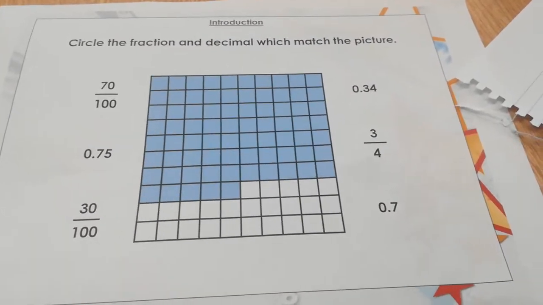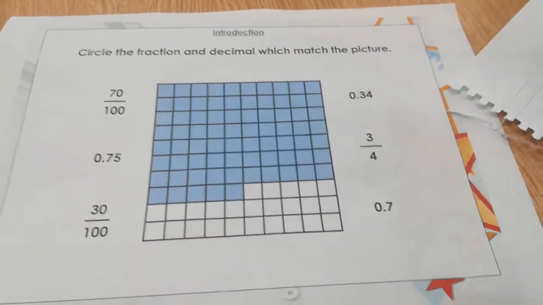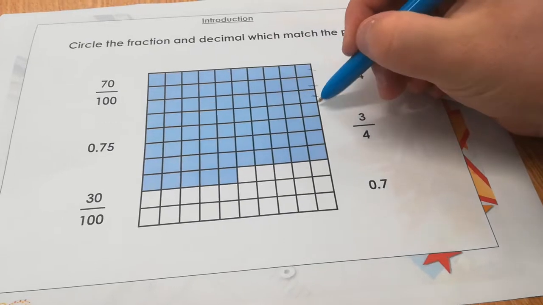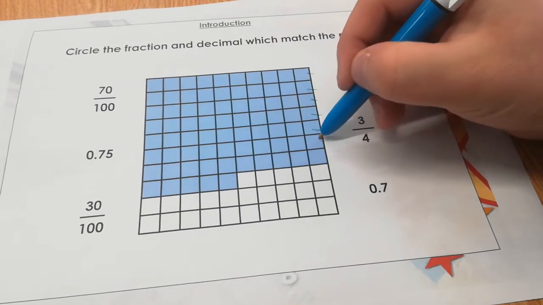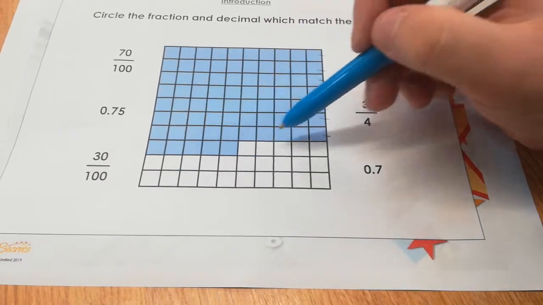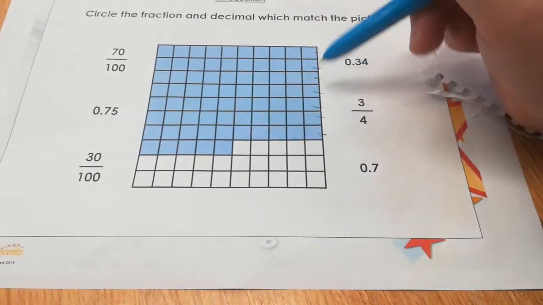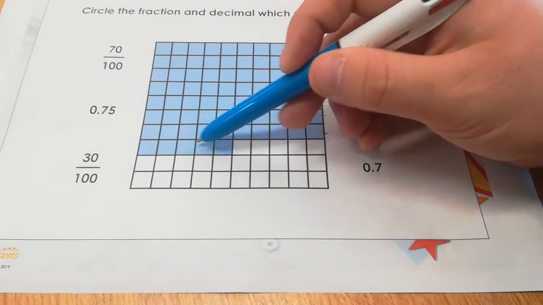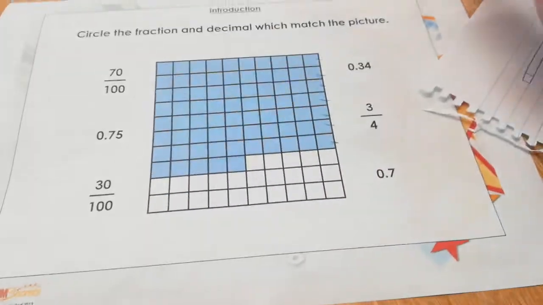First things first, we need to go through and count up how much is shaded. So that counts as 10. That's 20, 30, 40, 50, 60, 70. Now I've just put a line there. I mean that whole line counts as 10. So we've got 7 whole blocks of 10, which is 70. We've got 1, 2, 3, 4, 5. So we've got 75 out of 100 shaded.